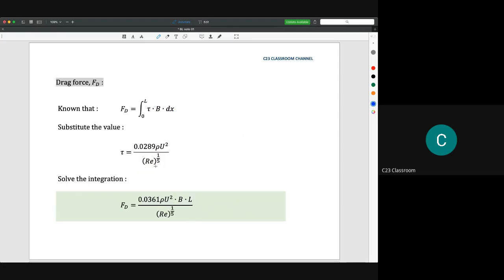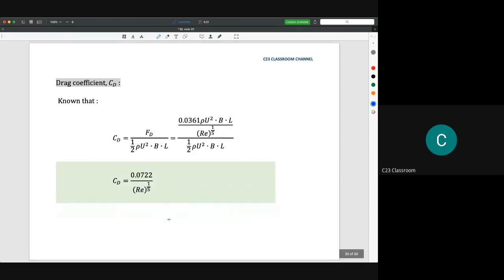But the turning point is you need to expand the value of the Reynolds number. If not, you will say that there is no X here, because tau has no X and B also has no X, so integrating with X will become only one X. That's not the idea. You need to expand the Reynolds number. So finally, you will get this FD is equal to 0.0361 rho u square BL and Reynolds number to the power of 1 over 5. And then we could calculate the drag coefficient.